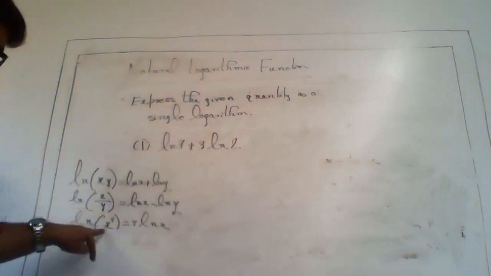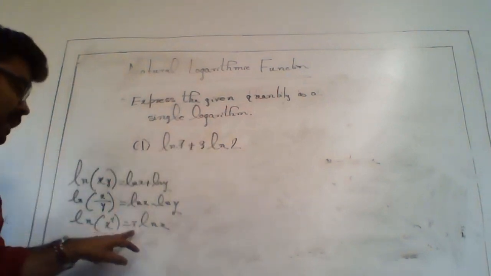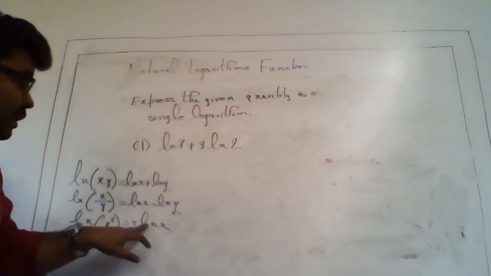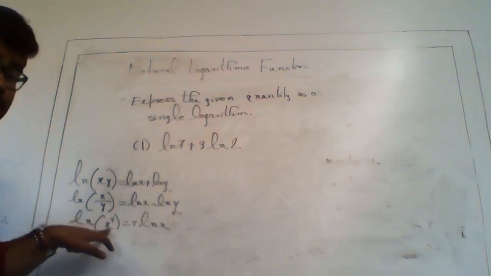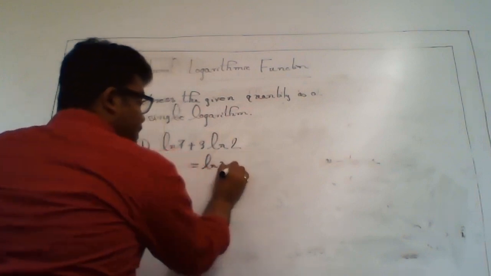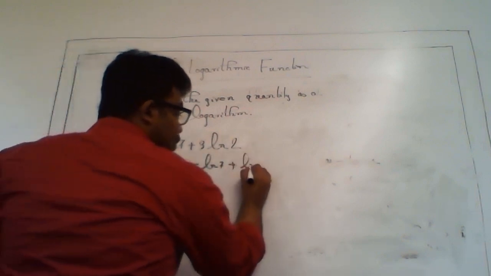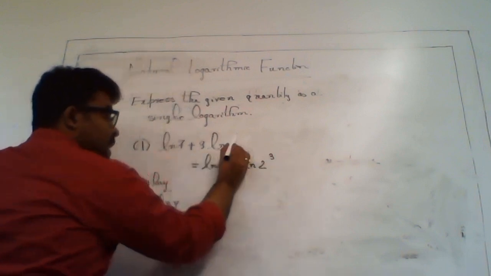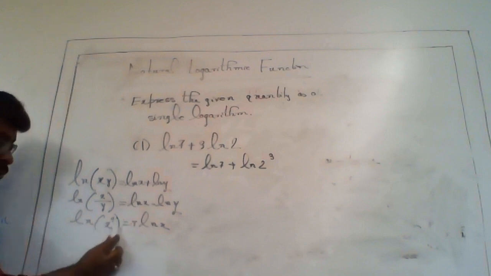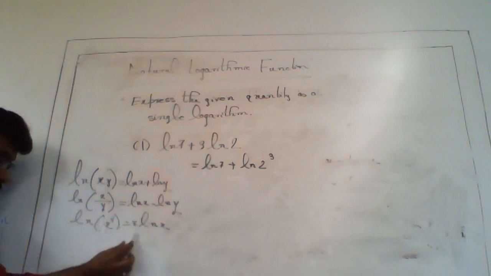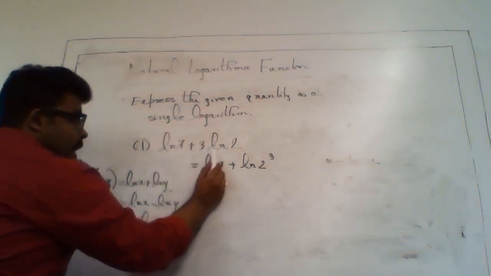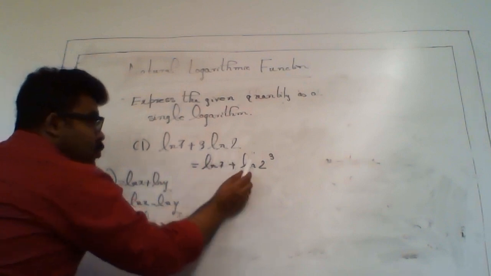Now first of all, using this power rule, observe that if I have r times ln x, I can take this r to the power of x. I can write this as ln x to the power r. So using that, I can write 3 ln 2 as ln 2 cubed, because this 3 can be taken to the top, just using this formula, ln x to the power r equal to r ln x. So reversibly, I can write r ln x as ln x to the power r. 3 ln 2 can be written as ln 2 cubed.